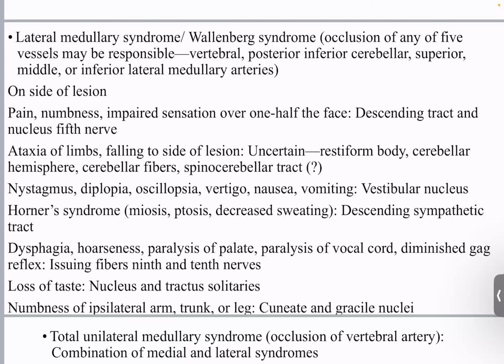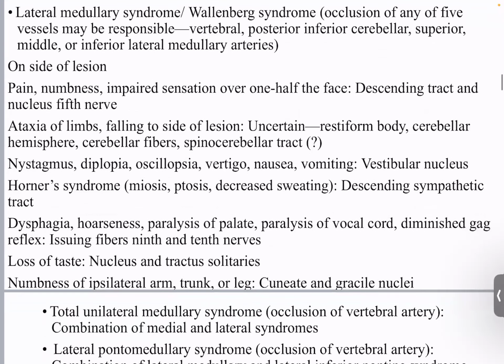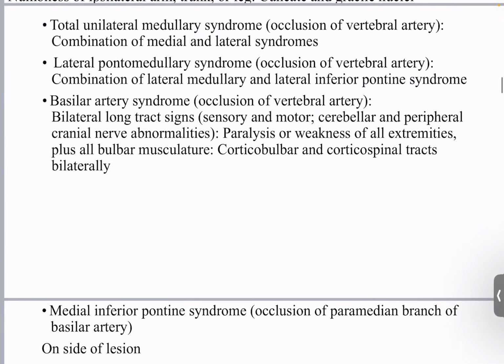And because of cerebellum, there will be nystagmus, diplopia, oscillopsia, and Horner syndrome. And ninth and 10th nerve will be affected on that side. So there will be loss of taste sensation. And what happens on the other side, there will be hemianesthesia. Right? So the 3 golden rules in brainstem stroke is, first thing, there will be ipsilateral brainstem symptoms.